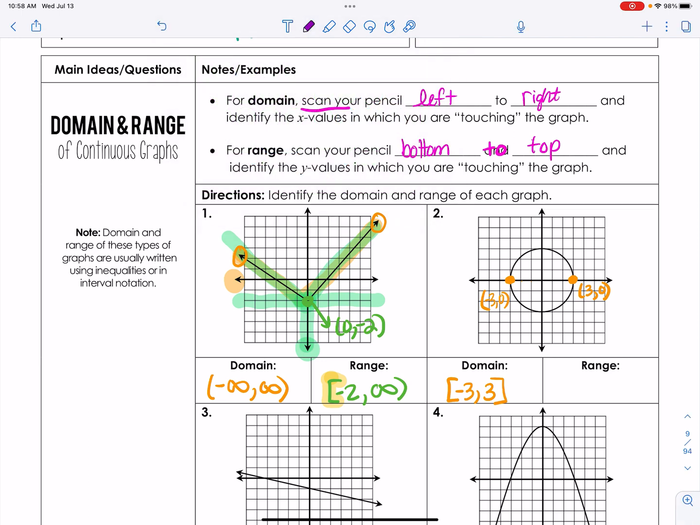And then for my range, I'm going to go from the bottom, and this point is at (0, -3). I don't really need the 0. To (0, 3). So from the bottom to the top, it's going from -3 to 3.